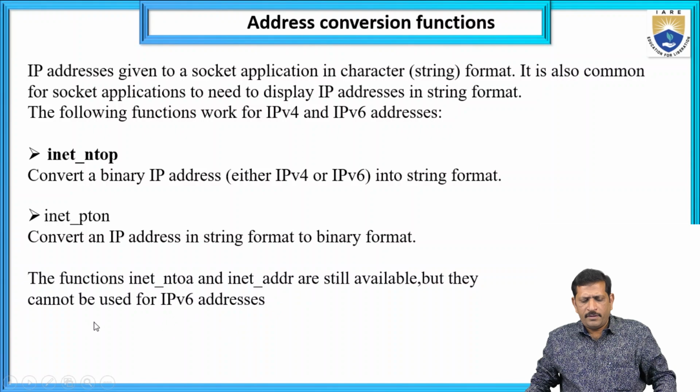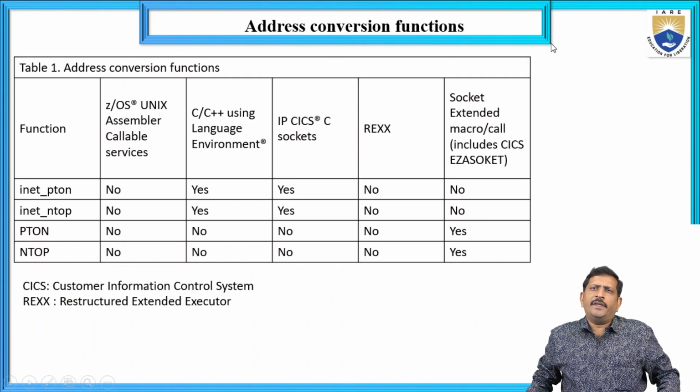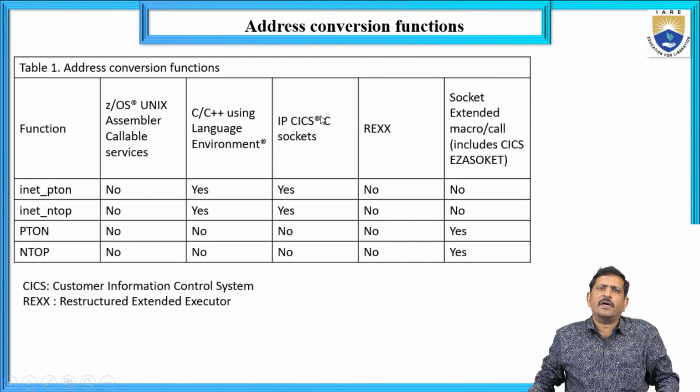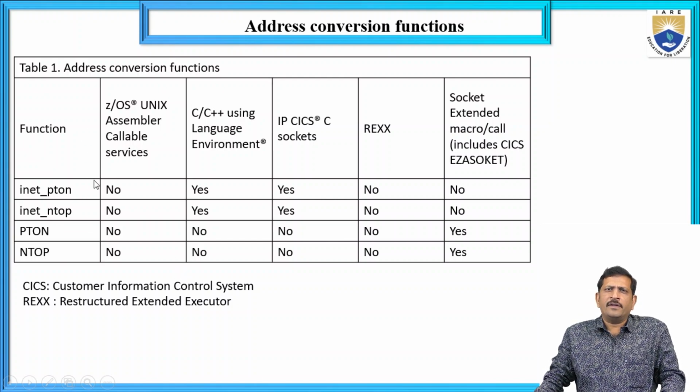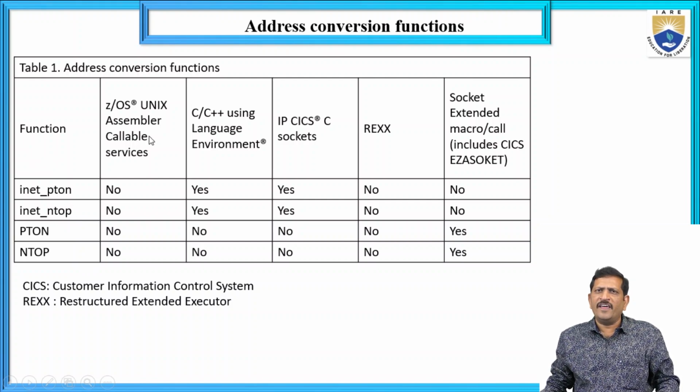The functions inet_ntoa and inet_addr are still available, but they cannot be used for IPv6 addresses. Some of the address conversion functions are inet_pton and inet_ntop. inet_pton converts from the string to the IP address, and inet_ntop converts from the IP address to the string, the reverse. That means we are converting from one address form to another, IP address to string format or string format to IP address.